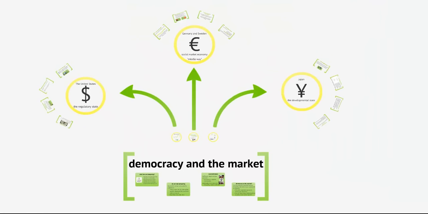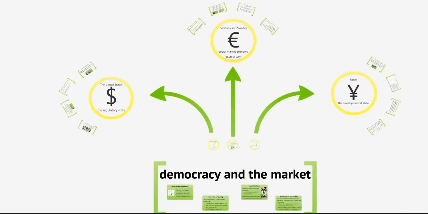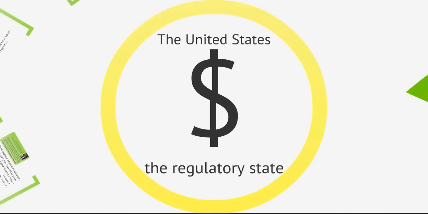So now we know what we're talking about. Let's dive into the specifics of these models. We'll start with a model that we are all probably most familiar with, the United States. The U.S. is somewhat confusingly called the regulatory state, which makes it sound like a highly restrictive state.